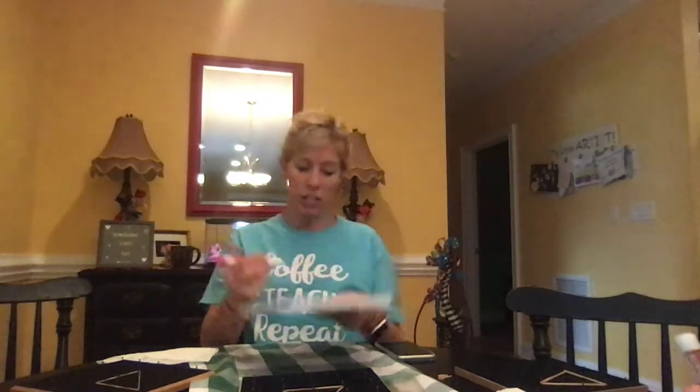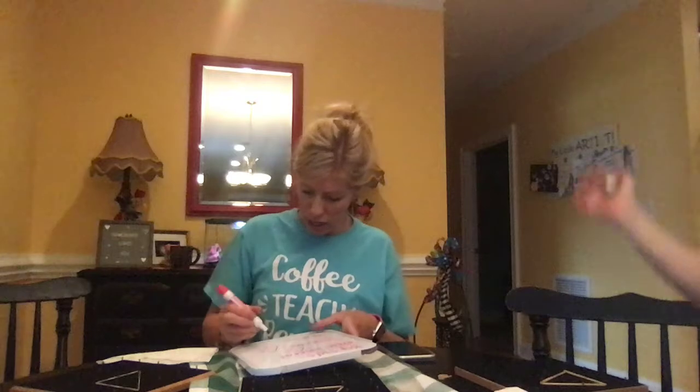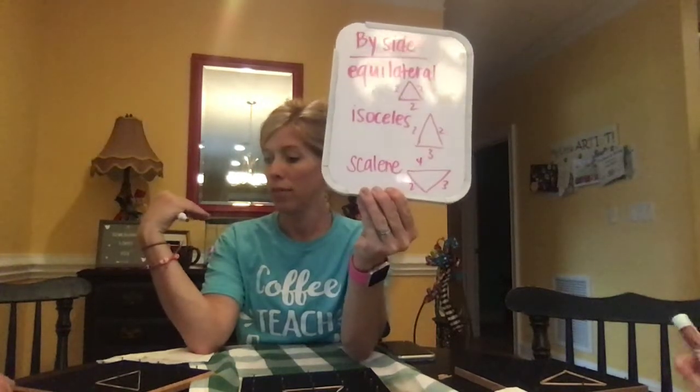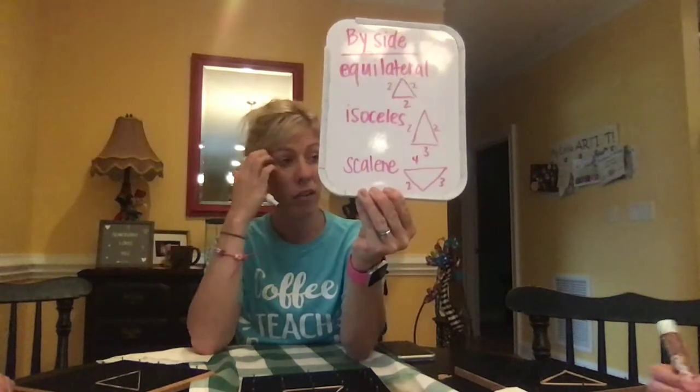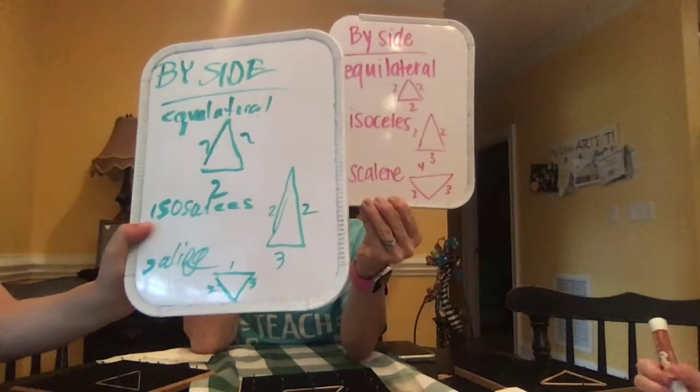And our last one is called a scalene, which is fun to say. Y'all say scalene. Say it with some conviction. Scalene. Scalene has no equal sides. So they're all going to be different. Okay? Like this. Put it down.